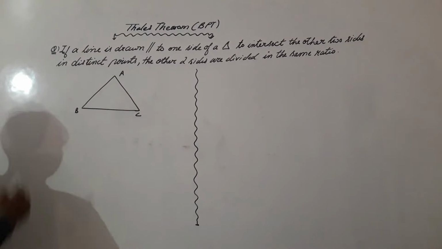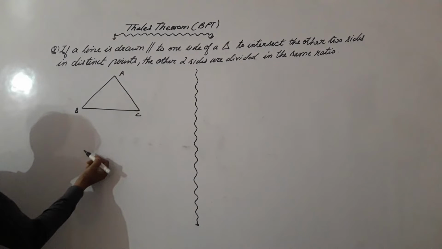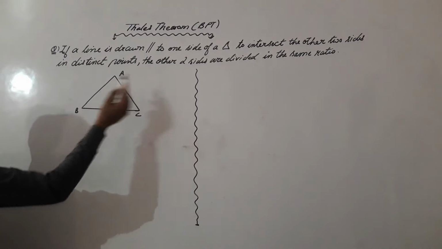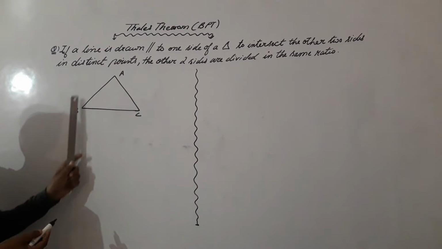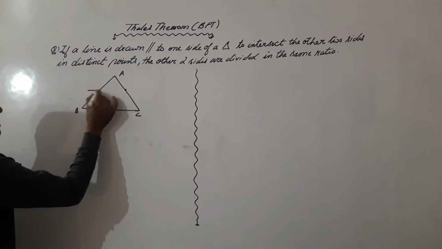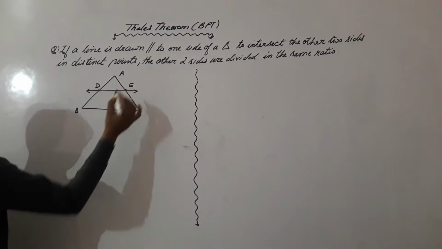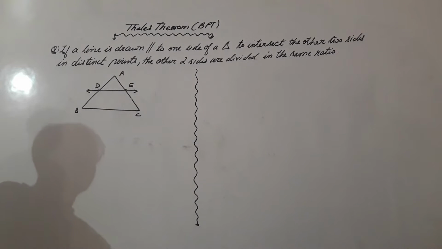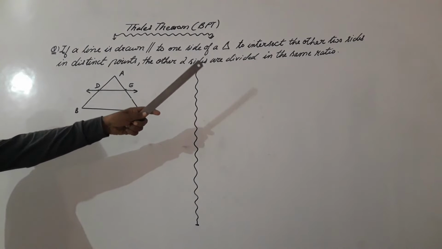Now what do we have in the statement? If a line is drawn parallel to one side of a triangle to intersect the other two sides. Now these are the other two sides. As you can see, I have taken side AB and AC as the other two sides. And suppose that line passes through these two points. Let me name this point D and let me name this point E. Alright. So we can say that the other two sides are divided in the same ratio.